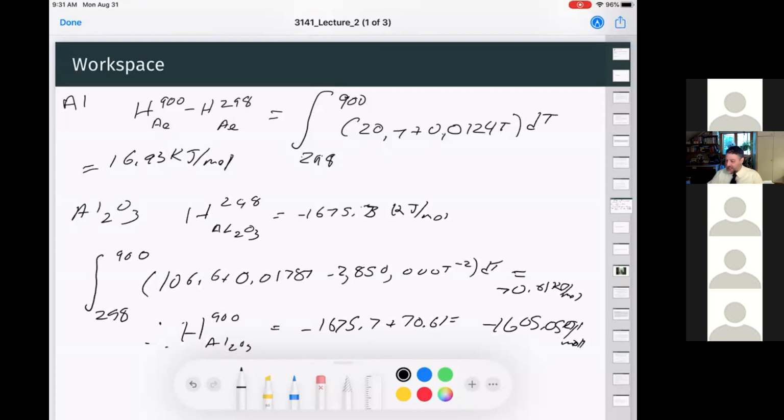No magic there, just a refresher on manipulating these. It's not really important, but you forgot the T next to the second term in the alumina integral. Oh yes, you're right, thank you. It was there, it just wasn't legible.